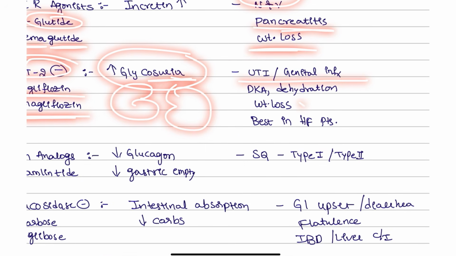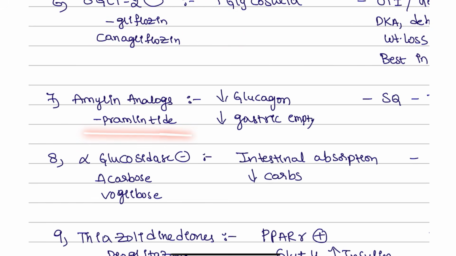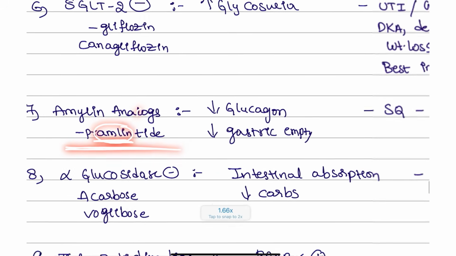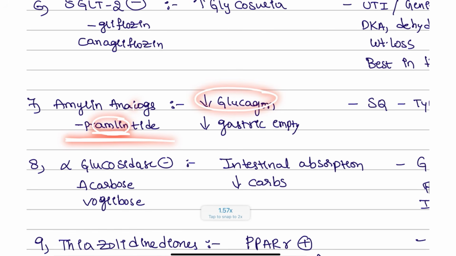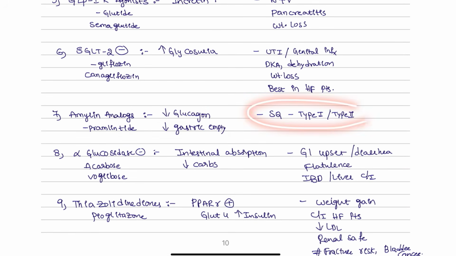And UTI, genital infections, DKA, dehydration, weight loss, and those who are suffering from heart failure, these are the best drugs. And amylin analogs, what are these amylin analogs? Pramlintide. Here itself you can see amylin. Okay, pramlintide decreases the glucagon and decreases the gastric emptying. So further, it is best used subcutaneously in type 1 and type 2.